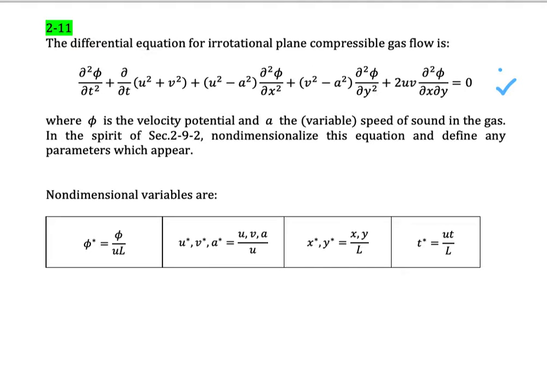So this is the Navier-Stokes equation, and then you substitute all the parameters, and then you will get this equation. Let's say that is the situation, where phi is the velocity potential and A is the variable speed of sound in the gas. In the spirit of section 292, non-dimensionalize this equation and define any parameter which appears.